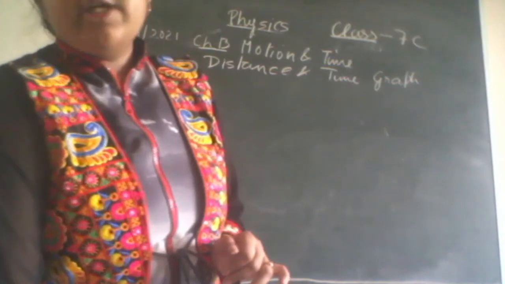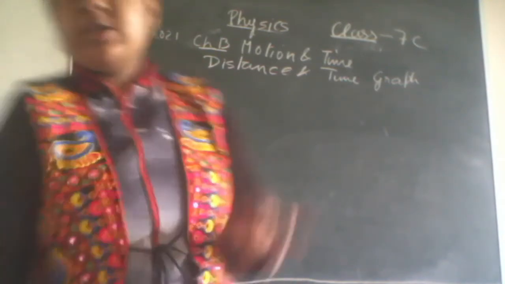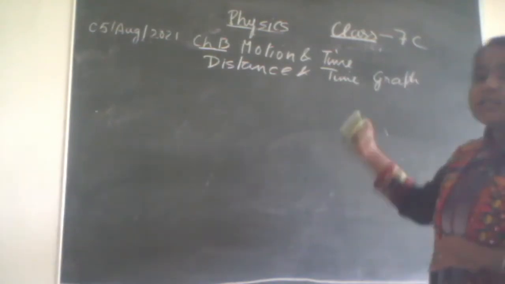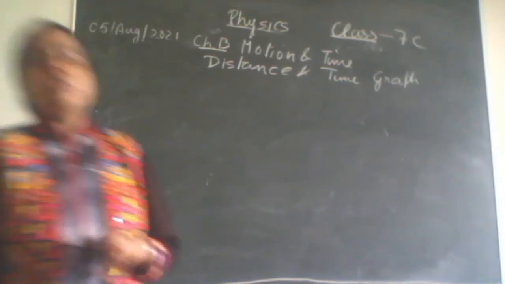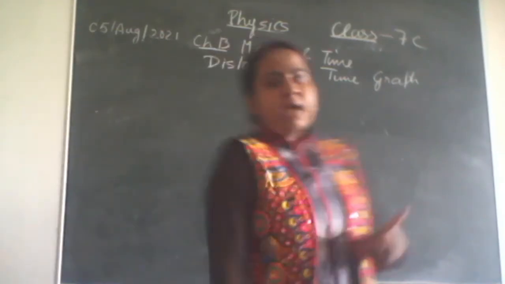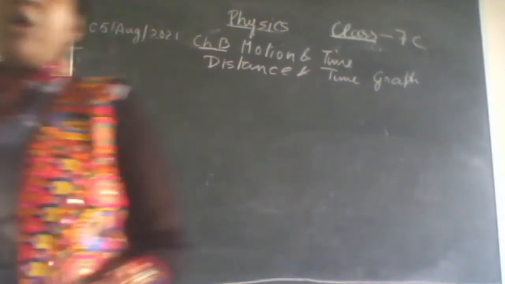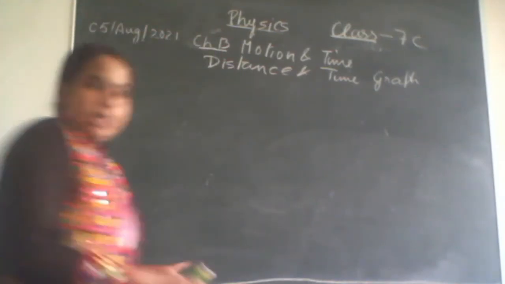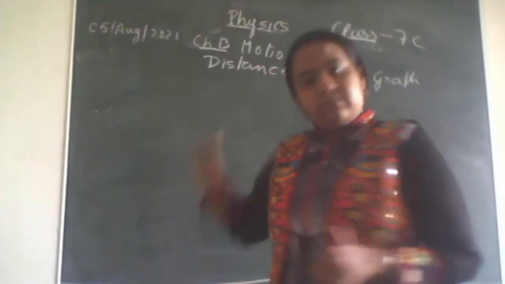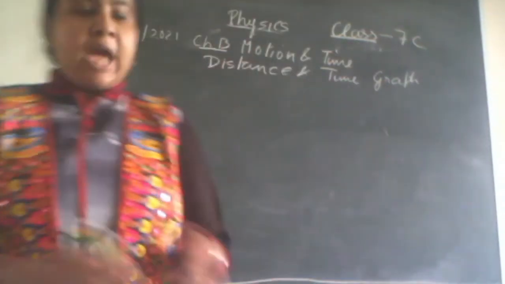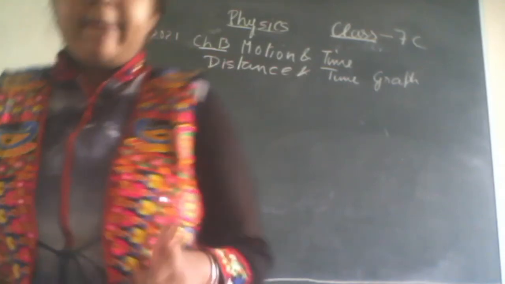Today we are going to deal with the last topic of motion and time, that is the distance time graph. We have already come across two terms, uniform motion and non-uniform motion. So with the help of a graph we will be seeing what is a uniform motion and what is a non-uniform motion. Am I clear?